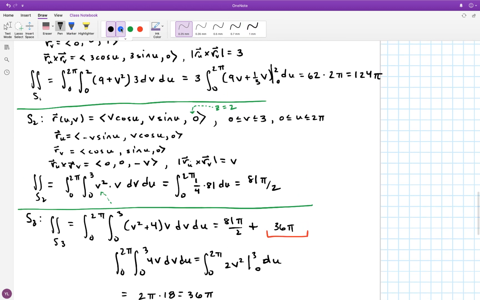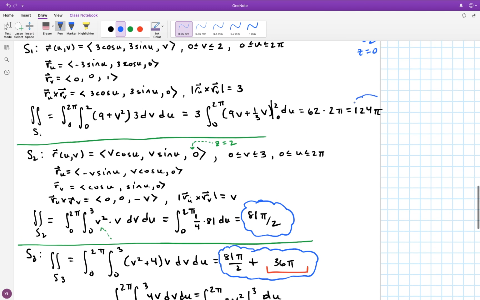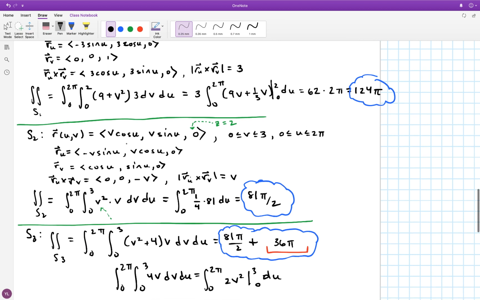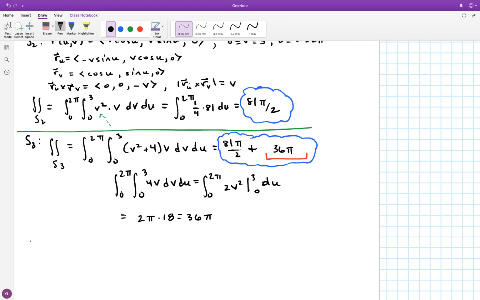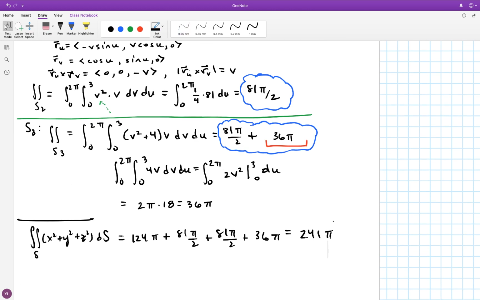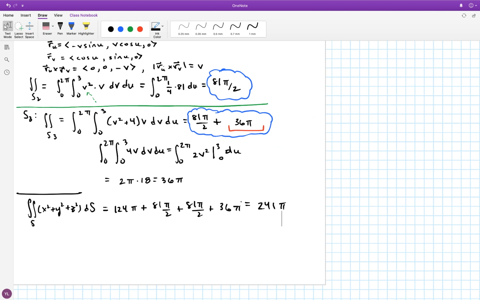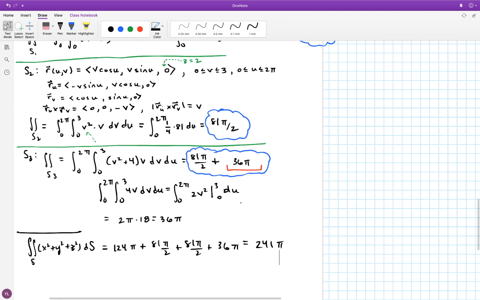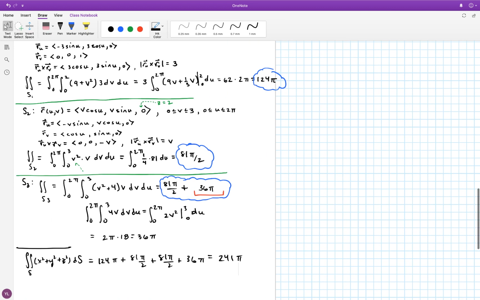Okay, so now to get the value of the entire surface integral, I just add together the three pieces that I had split it up into. So the entire surface integral over S, modulo any arithmetic errors that I made along the way, I'm getting an answer of 241 pi.